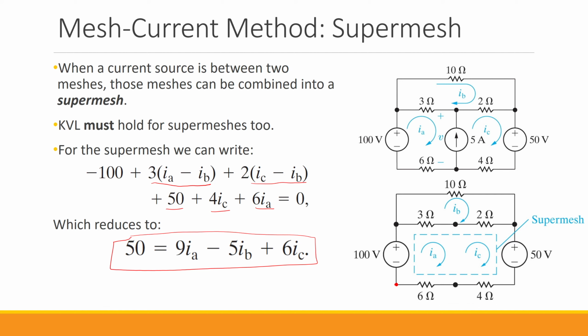So using the concept of super mesh, you can eliminate that intermediate step. But all the rest are still the same. So you still need the KVL in mesh B. You still need the relationship between IA, IC and this 5 amps. So you still need IC minus IA equals 5 amps. But to get to this equation, you have to go through fewer steps. And that is by using the concept of super mesh.